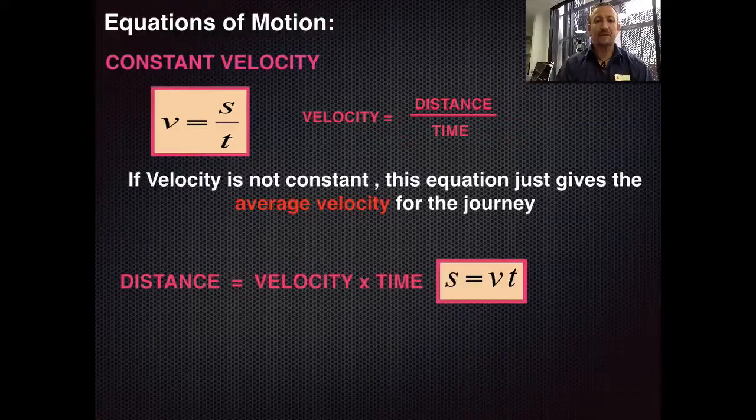Distance and velocity can be rearranged so that we get s equals v times t, which will then give us the distance. So by manipulating the formulae, we can start substituting them into other algorithms, and this is how we get a variety of different algorithms that we can utilize.